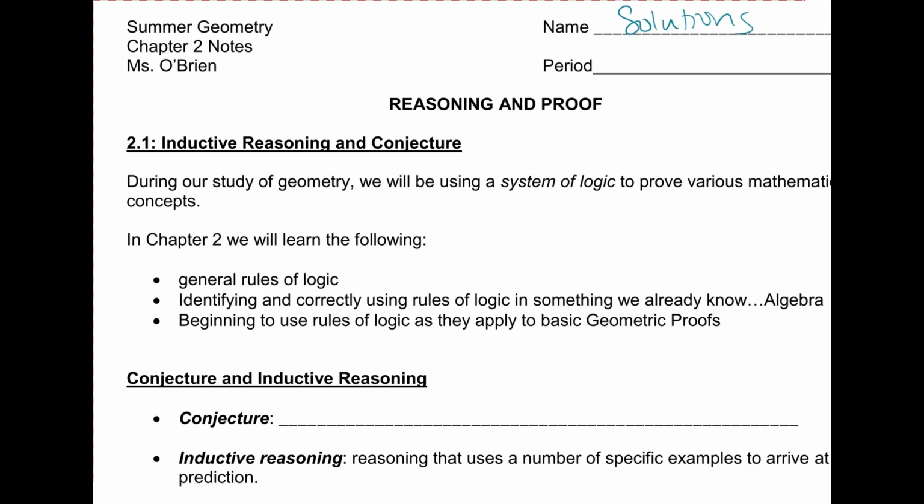So proofs is we're going to prove, oh, how do we know that vertical angles are the same? How do we know that such and such is real? How do we know that's true? How can I prove it to you? So we're going to deal with proofs.